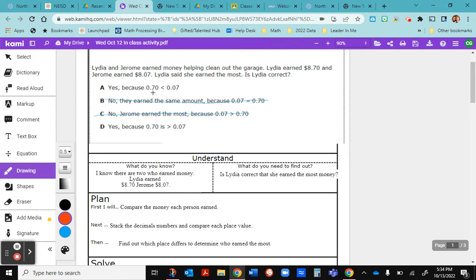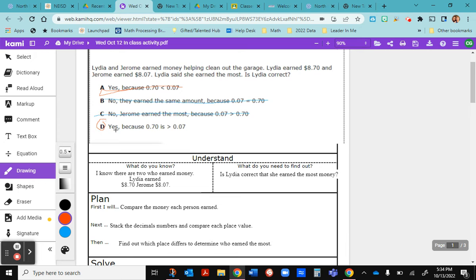look at this one. It says because 70 cents, and this is where I want you to not be thinking 70 hundredths and 700ths. That can get confusing. Apply it to money because that's what we're talking about. And say 70 cents is less than 7 cents. I'm seeing 7 dimes versus 7 pennies. Is that a true statement? Absolutely not. So I'm knocking that one out. And I'm looking at the last one. Yes, Lydia is correct because 70 cents is greater than 7 cents.